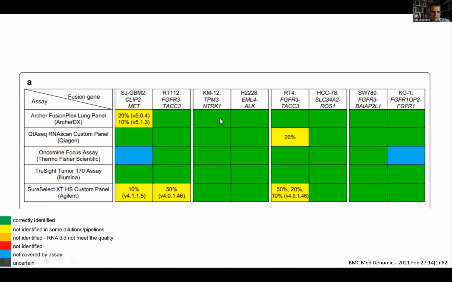I'm not going to go into all the details, but basically the only approach that captured 100% of the control fusions they had was the hybrid capture RNA targeted assay, right? So the other panels had either a problem with sensitivity, so they would not detect lower levels of the fusion, or the fusion studied would not be in the panel.